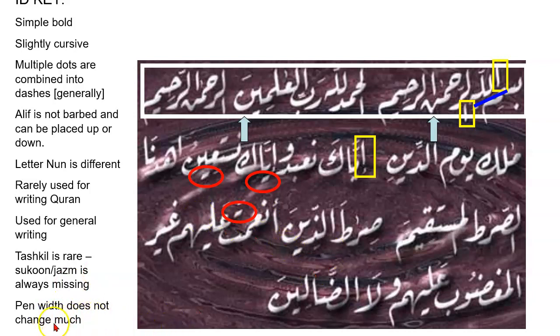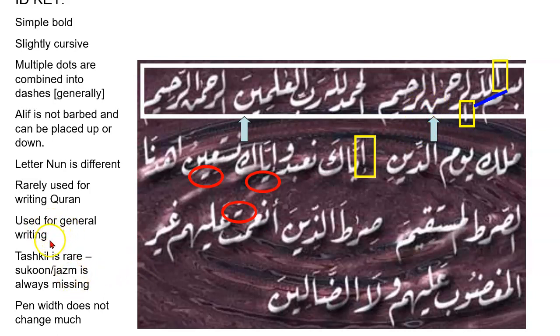Pen width does not change much. You write it in cursive script. The letters are sliding a little bit all the time, and you see that as a pattern. Here, the Noon in Ar-Rahman, the dot's missing, and it's indicated by that lip, that signature right there.